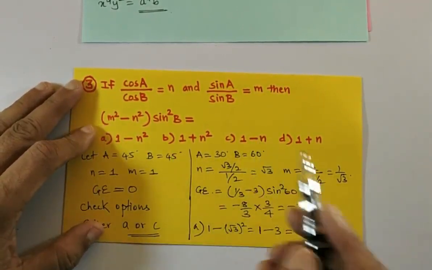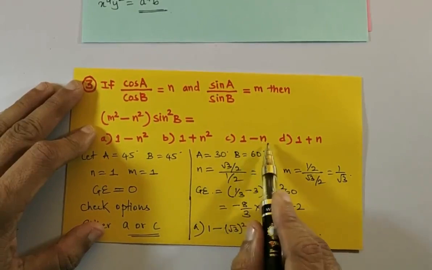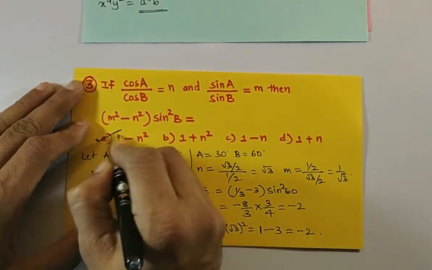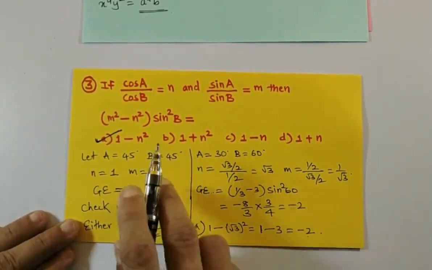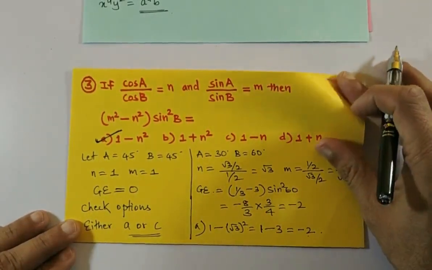You need not check C. If you substitute here, it will be 1 minus root 3. So our answer is A. Clear, students? You can even check for other angles, and you will have the same answer.